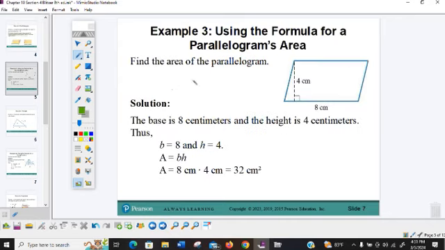Let's look at one. Find the area of this parallelogram. So the base is 8, okay, the height is 4. So we're going to do 8 centimeters times 4 centimeters and get 32 square centimeters, or centimeters squared.